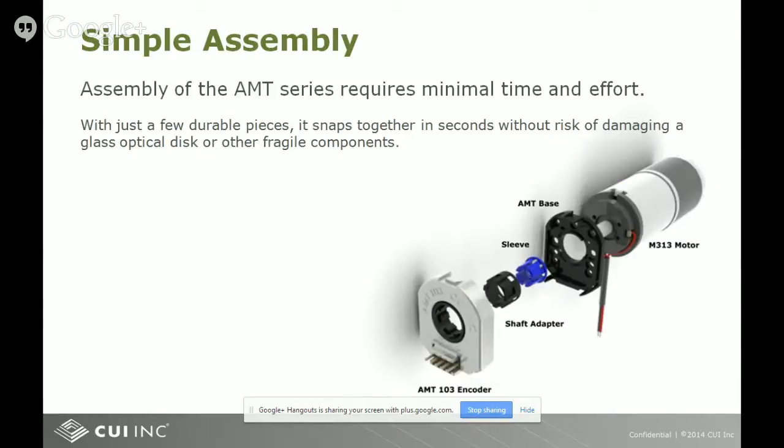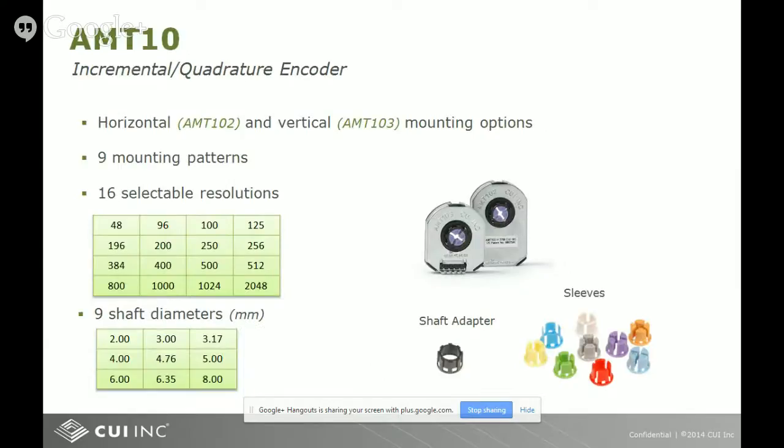As we mentioned, assembly is a big portion. The assembly of the AMT is very simple. The base gets added, the sleeve and shaft adapter you see there get pressed on, and then the top cover just snaps into place. It's a very simple installation where you only really need a screwdriver, and you don't need a whole lot of extra tools. We've really tried to simplify the assembly process, particularly compared to an optical, where you have to be very careful not to get any contaminants on that optical disc.